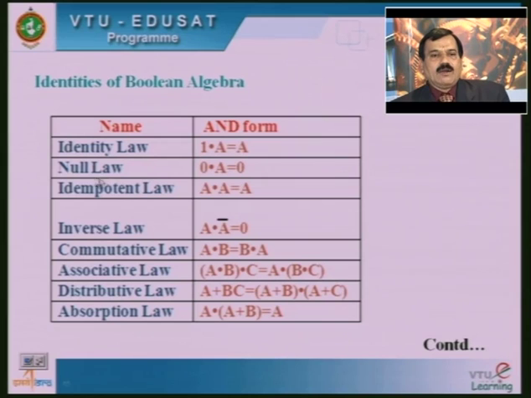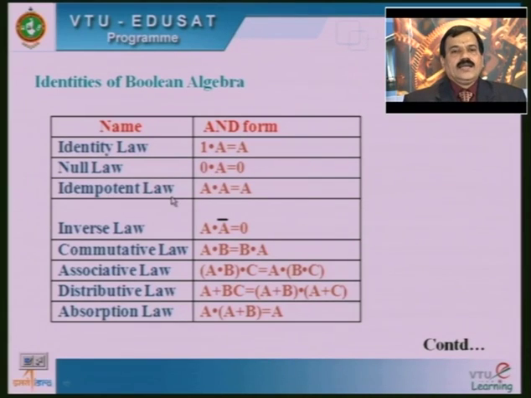And the null law, that is 0 dot a, or 0 multiplied by a, is also equal to 0, because irrespective of the value of a, the multiplication value is already fixed, it is 0. Hence 0 dot a is going to become 0.